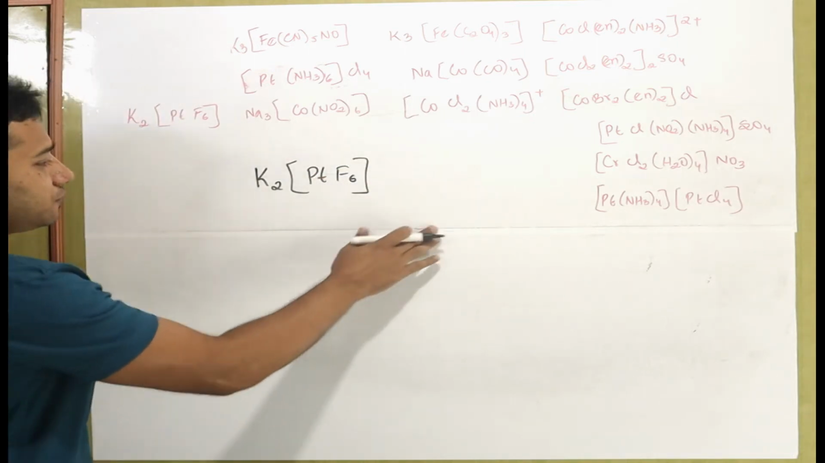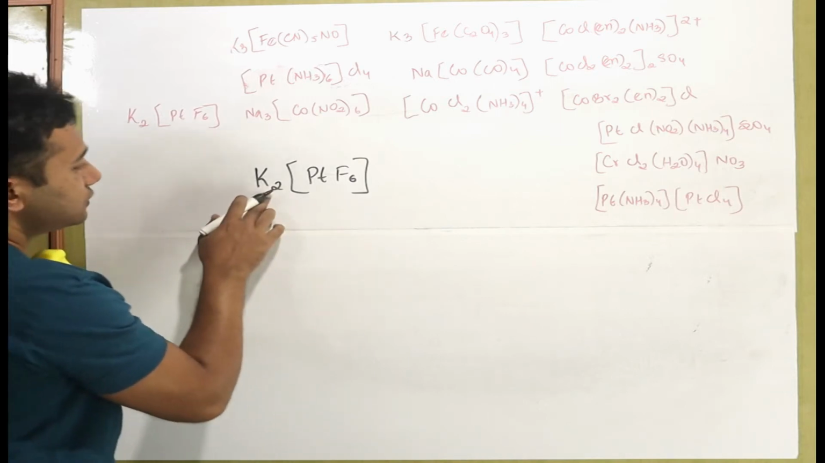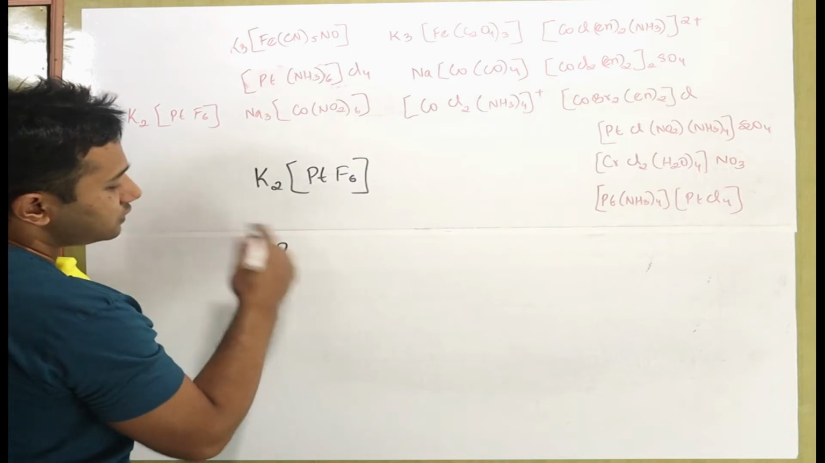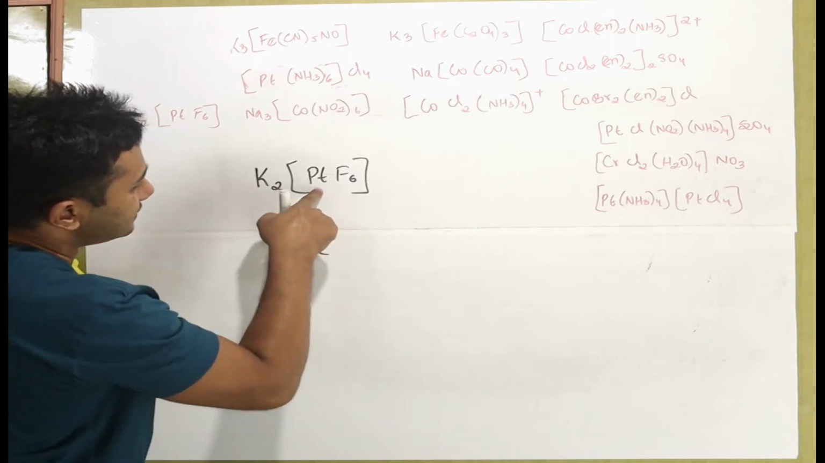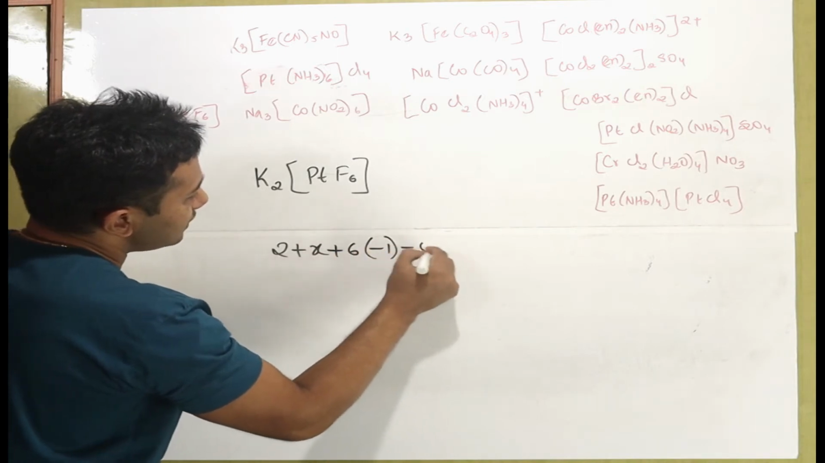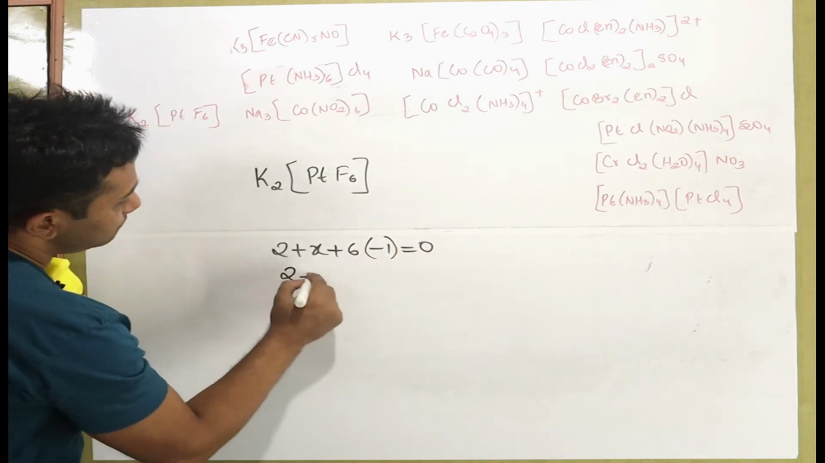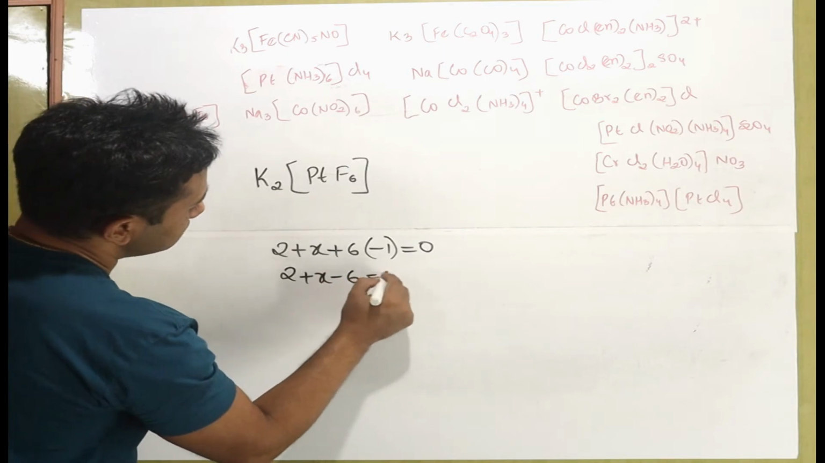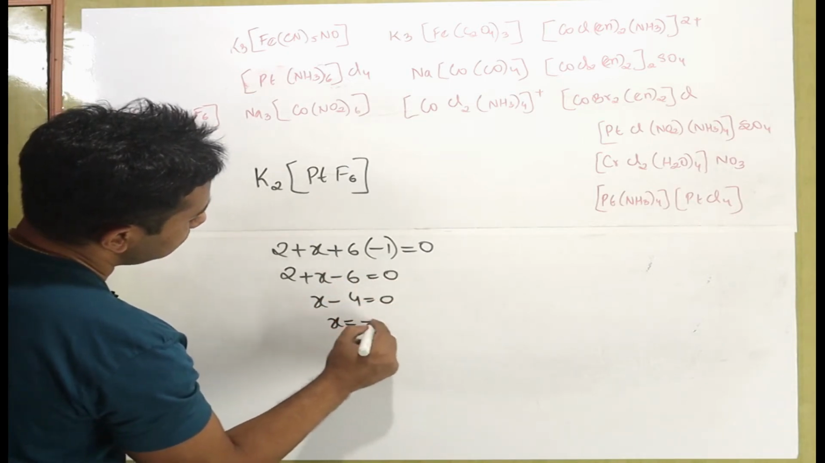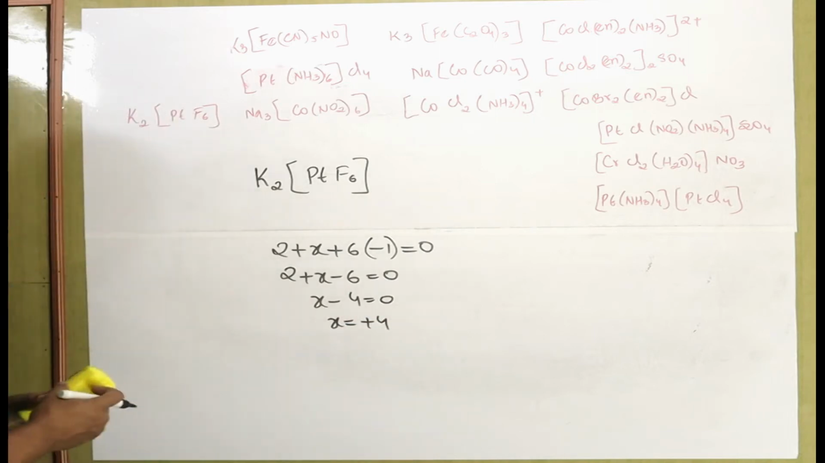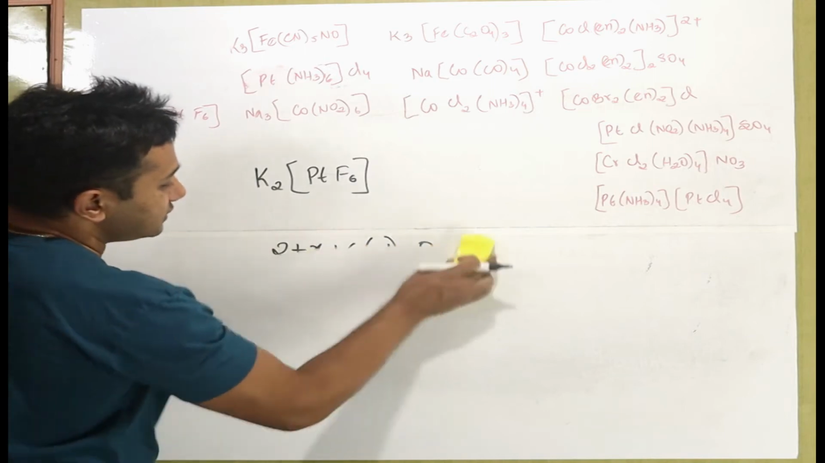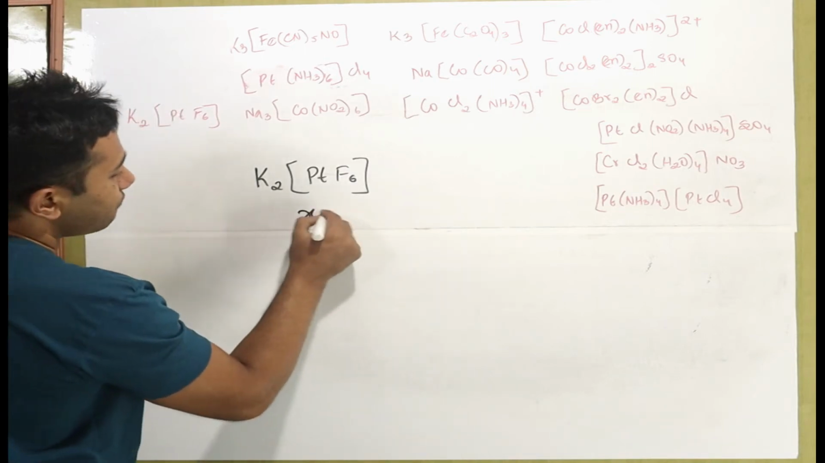Now the first step, find the oxidation state. Here we have potassium and there are 2, so 2 into plus 1 is 2, plus X. Fluoride, there are 6, and the charge of fluoride is minus 1. So 2 plus X minus 6 equals 0, so X minus 4 equals 0, X is equal to plus 4.